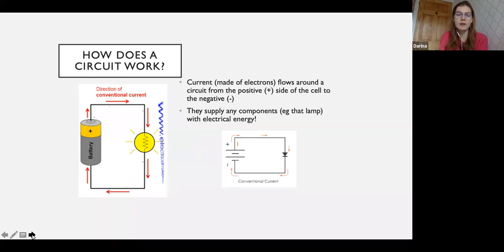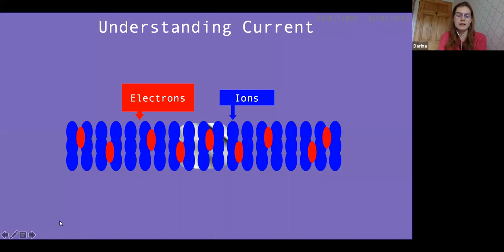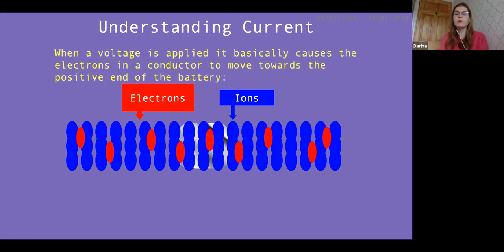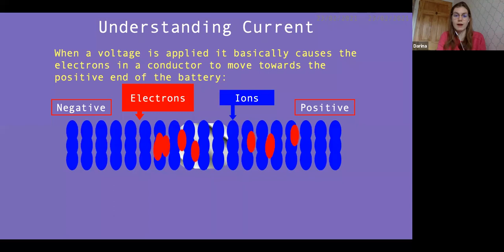Okay, great. So just to understand circuits a little bit, we have the electrons in the circuit, which are the ones actually carrying the charge, and then we have the ions, which are basically the rest of the components, the metal ions that the wire is made of. Essentially, when a voltage is applied, it causes the electrons in this wire conductor to move towards the battery. So we have negative, positive, the electrons are moving around like so. And that's actually what current is. It is the movement of electrons.